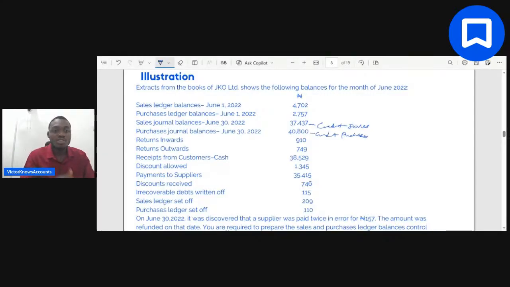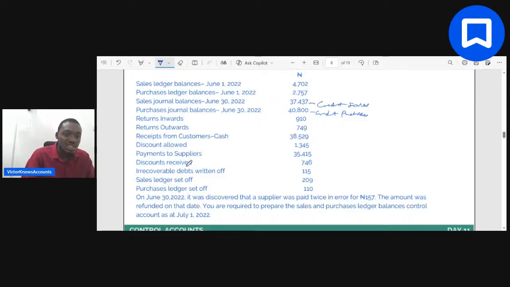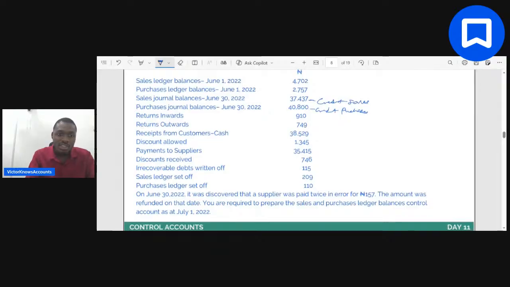Then we have returns inward, returns outward, received from customers. That's cash received from customers. We have discount allowed, payment to suppliers, discount received, then bad debt written off. Then we have sales ledger set off. Then we also have purchases ledger set off.